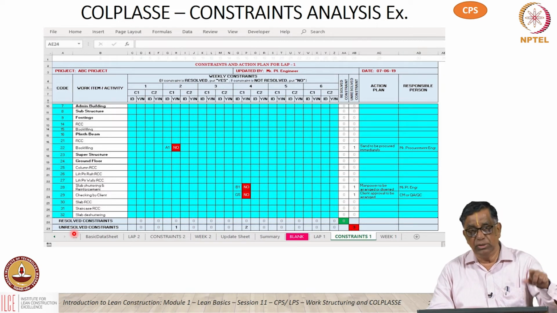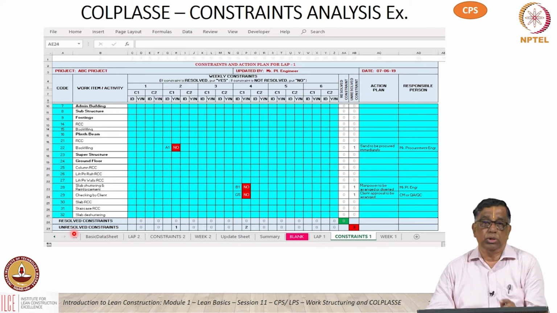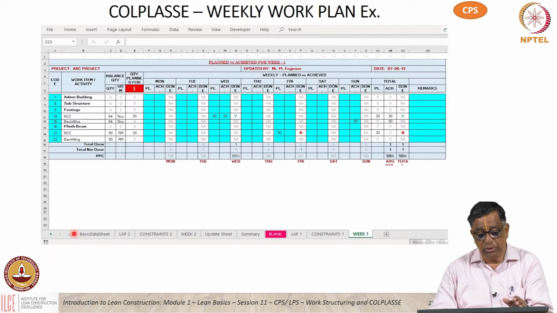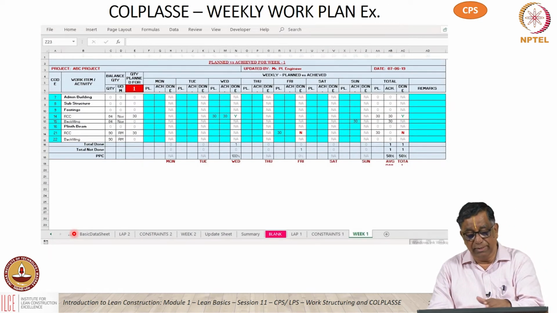If not, it again goes back to the constraint analysis, where we need to enter who the person responsible is, and whether the constraint is resolved or not. Only when they are resolved are you able to go into the weekly plan and do the weekly planning day after day from Monday through Saturday.